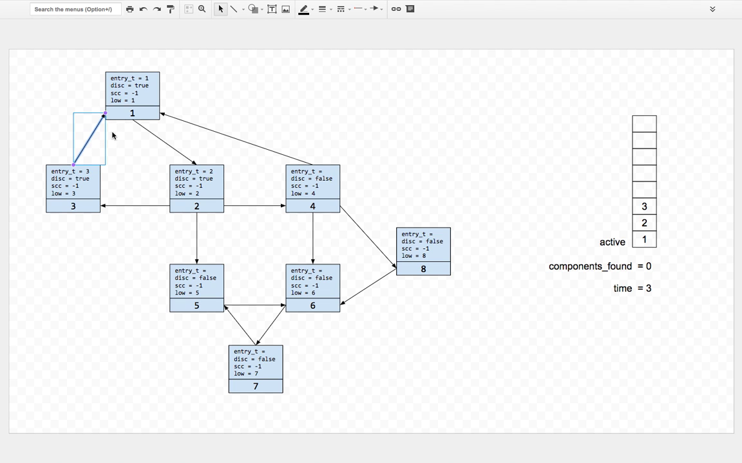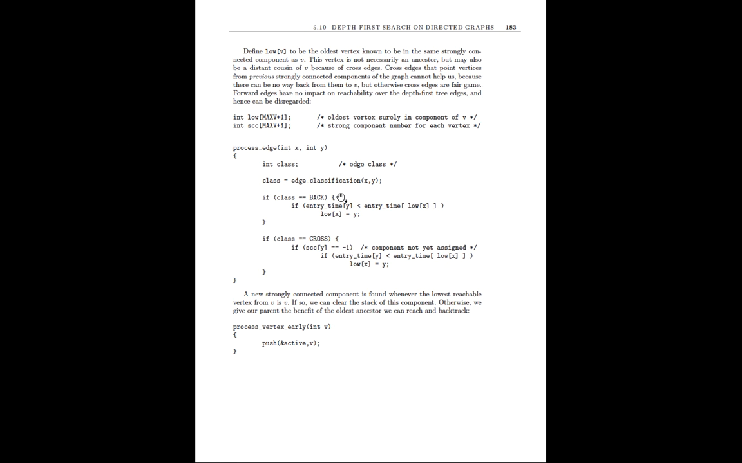Furthermore, this edge points to a direct ancestor in our depth first search. We started here, then went here, then went here. So vertex 3 is the grandchild of vertex 1. We have an edge pointing to a previously discovered ancestor. That's a back edge. So then we go check out in the process edge function what we do if we have class equals back.